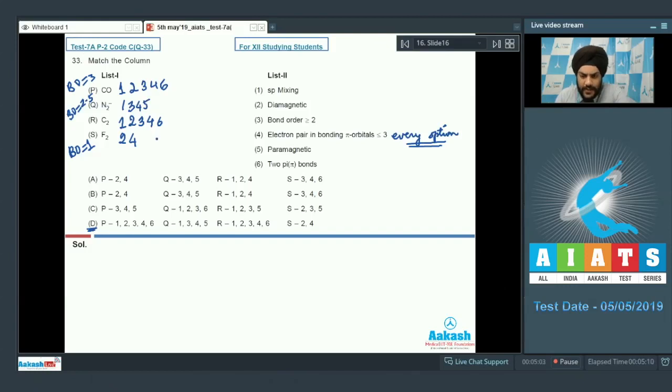And if we talk about the sixth option now, that it has 2 pi bonds, its bond order is equal to 1. So it has only 1 sigma bond. So this is the correct match. We'd already seen that it is given correctly in option D. So the correct answer to question number 33 is option D. Let us look at the next question now.